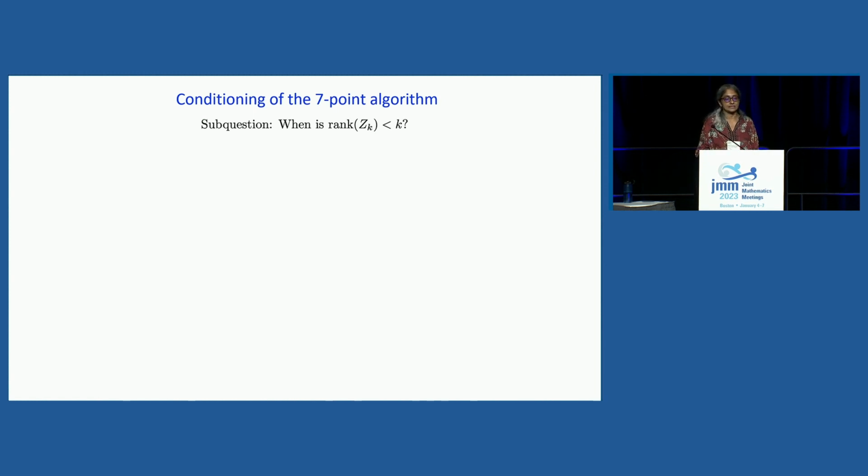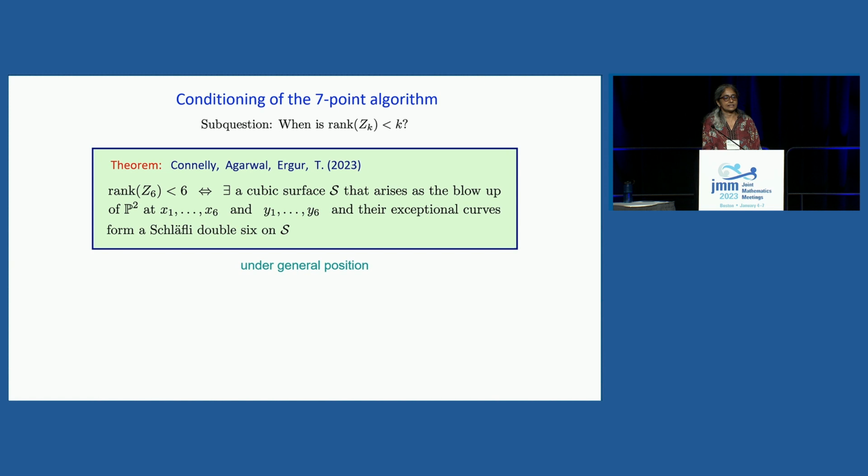The rank is less than K. And here's a sample result for Z6. Again, we know the answer for all values, but for Z6, here is how the result will look. The rank of Z6 is less than 6 if and only if there's a cubic surface S that arises as the blow-up of P2 at x1 through x6 and also y1 through y6, and their exceptional curves form a Schläfli Double Six. Okay? So again, classical algebraic geometry comes in.